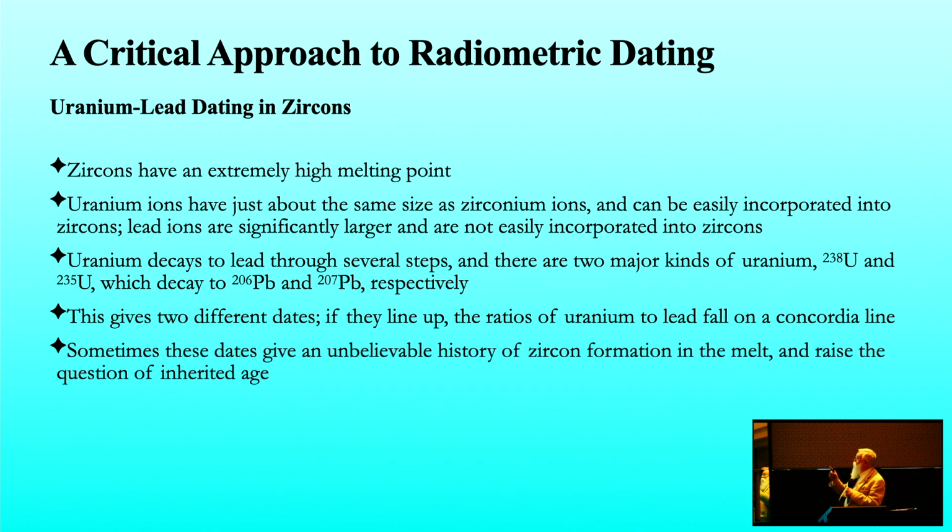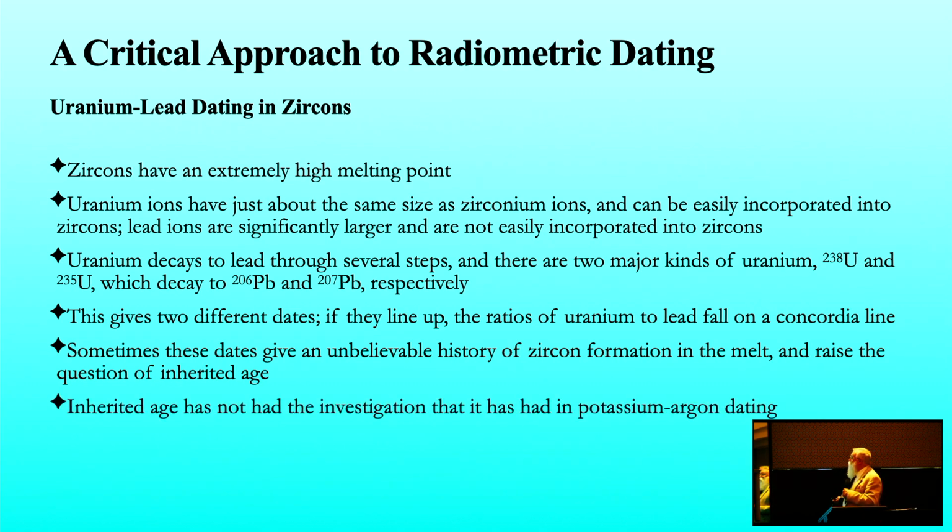Okay. Sometimes these dates give an unbelievable history of zircon formation in the melt and raise the question of inherited age, and I'm going to show you an example of that. Inherited age has not had the investigation that it has had in potassium-argon dating, where we actually know that that happens sometimes. A lava flow that happened in 1910 dates 44 million years ago. There's a problem here.